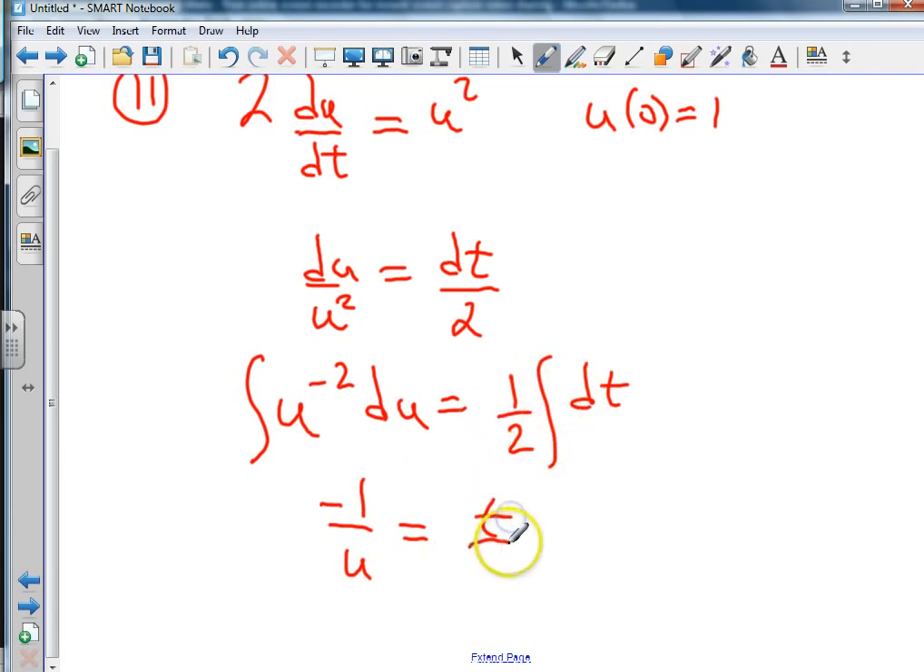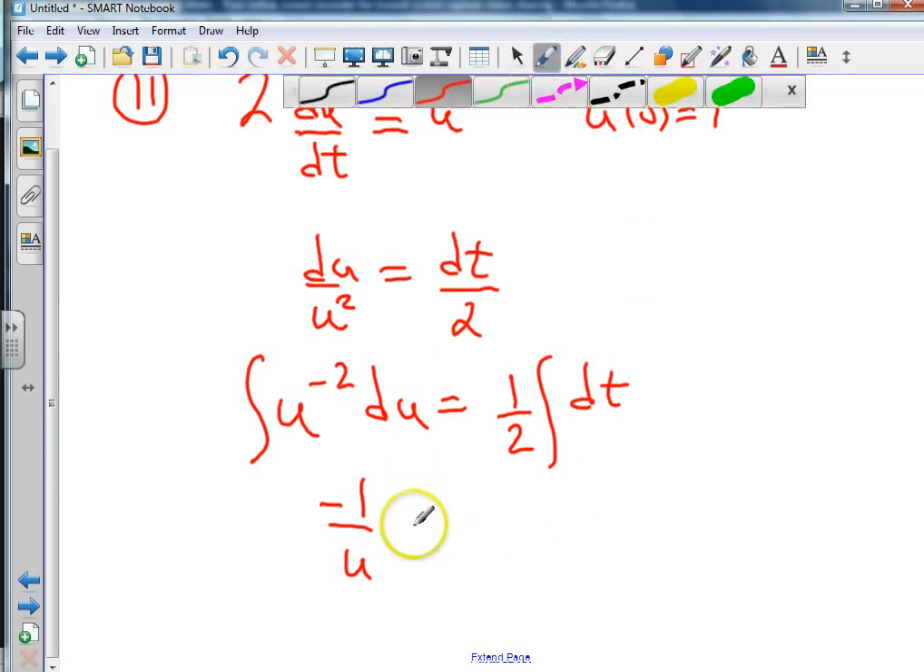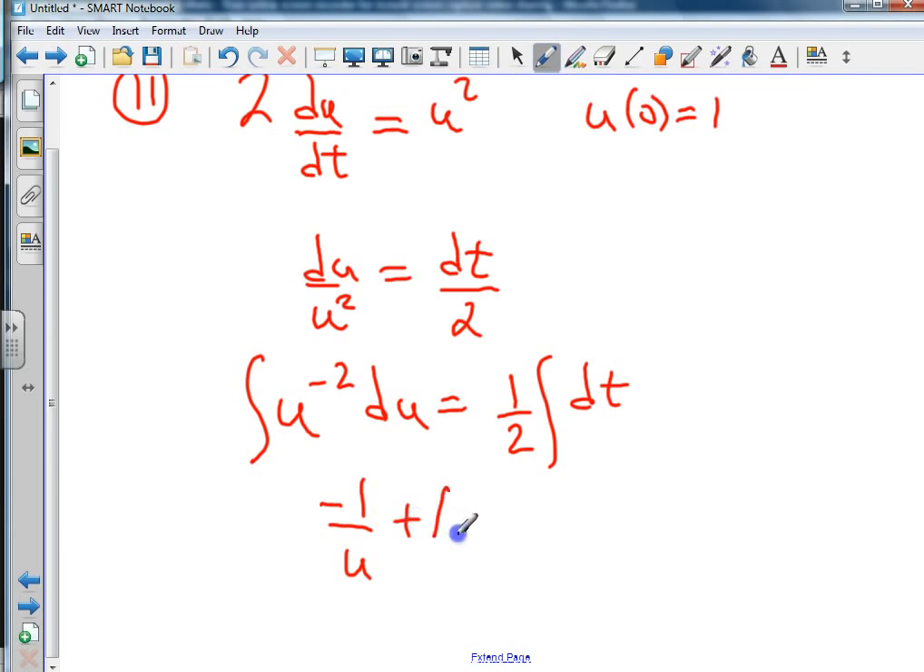T over 2 plus. By the way, do you realize why they always say plus c in the book? This is why. Are you ready? This is silly, because technically, we're sort of glossing over this, there's a constant of integration here and here.